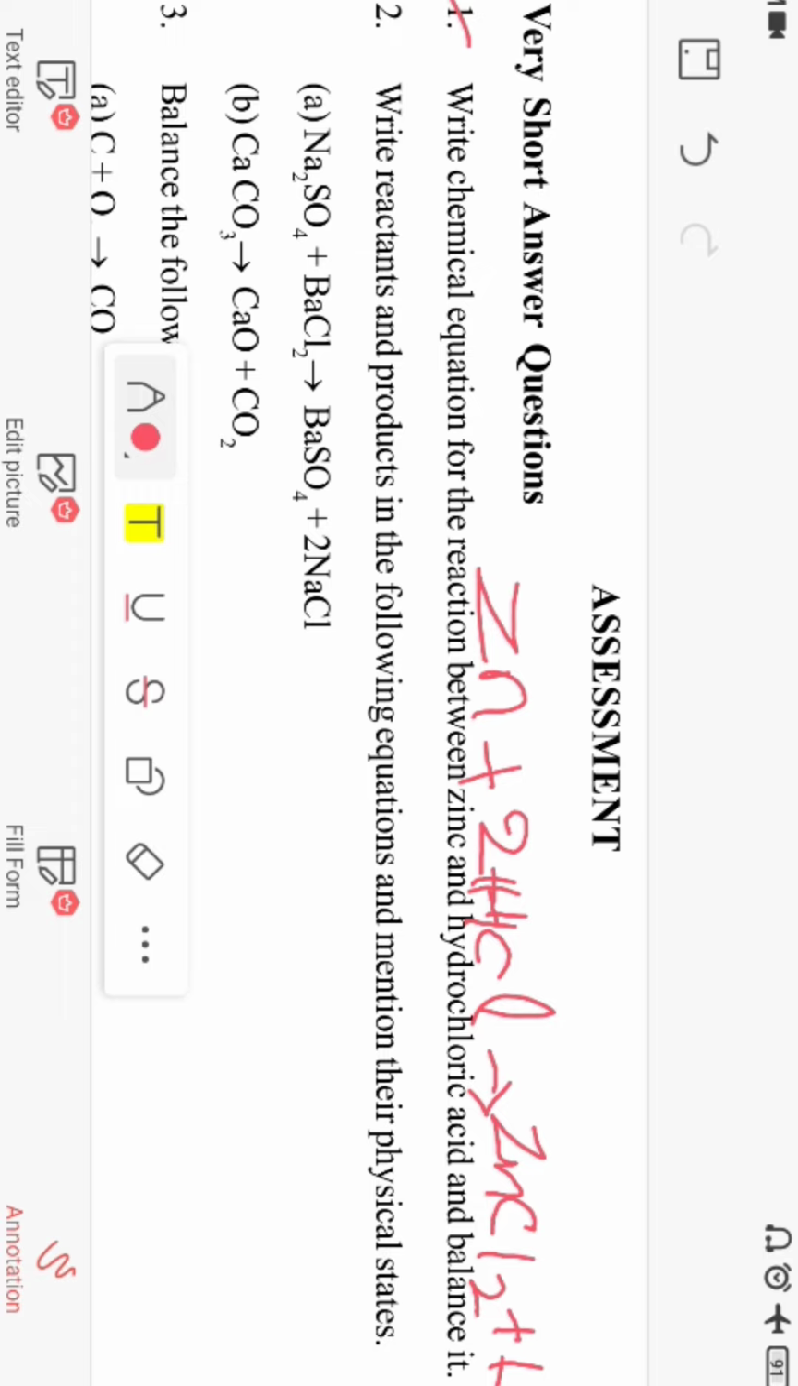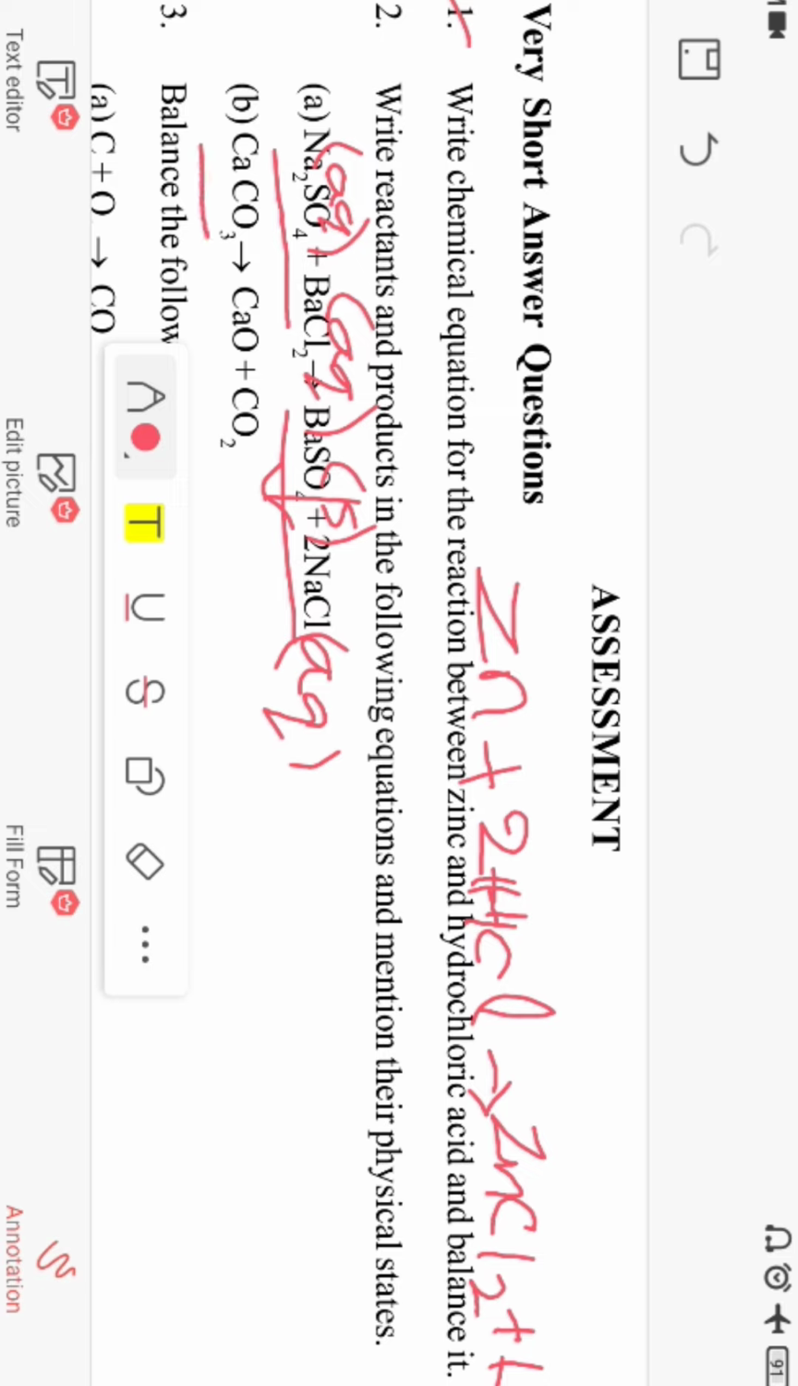Now second, write reactants and products in the following equations and mention their physical states. So here, what are the reactants and products? So these are the reactants and these are the products, and their physical states are asked. Now here, this is aqueous and this also aqueous, but this is a precipitate and this is aqueous. Okay, so precipitate means in the bracket we will write solid. So that is the answer for the second A.